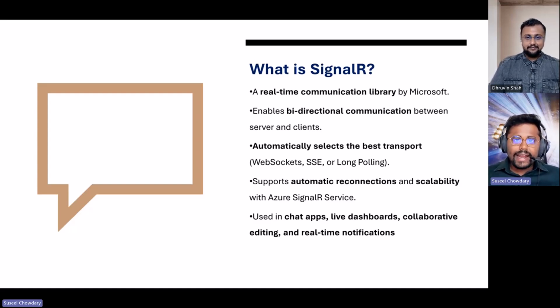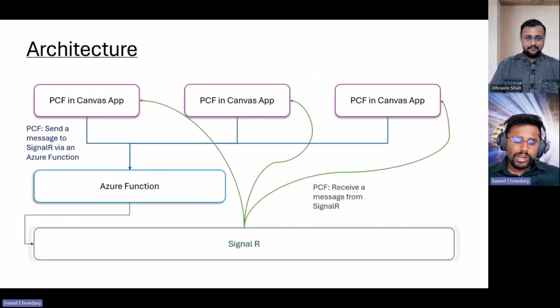If I go to the architecture of how we have built this, imagine you have different Canvas apps open in different browsers. Every Canvas app has a PCF. The PCF, in order to send a message, will use an Azure function in between. It will call the Azure function, the Azure function will send a message to SignalR, and this PCF will be listening to the receiving messages.